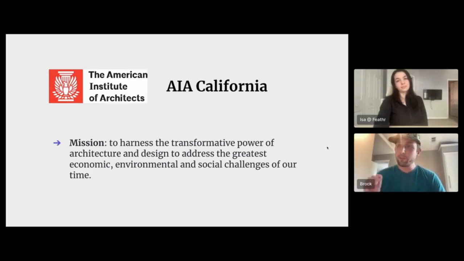So specifically for this campaign, the background for it is that climate action is a core value for the American Institute of Architects in California. And back in 2021, the organization declared a climate emergency, comprehensively integrating climate considerations into all of its programs, which are advocacy, education, and awards. So it became very climate focused in 2021 and has maintained that since.